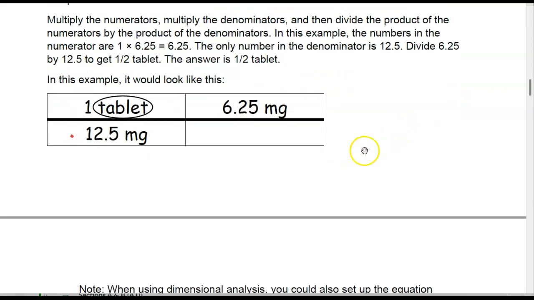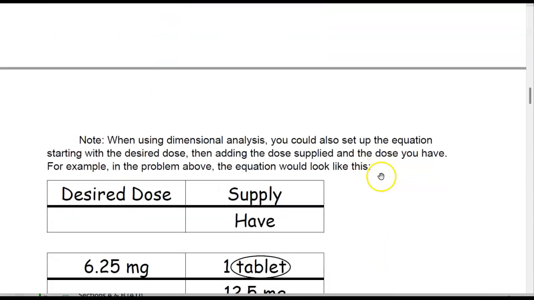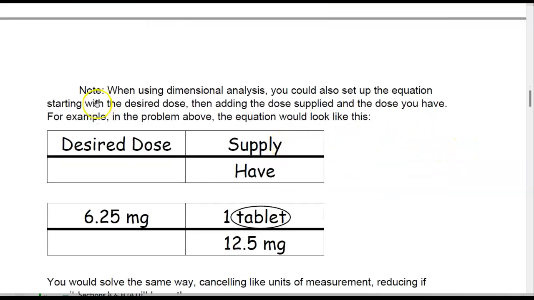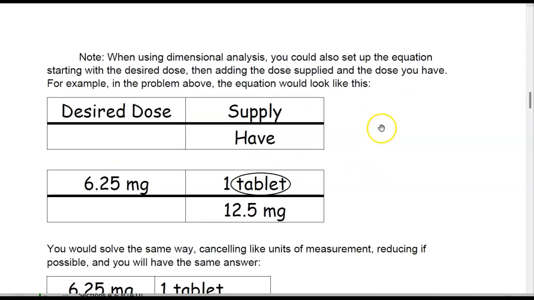So in this example, it would look like this. Basically that's what we did. You multiply that. Let's go over and do the whole problem together. When you're using dimensional analysis, you could also set the equation starting with the desired dose, then adding the dose supplied and dose you have. For example, in the problem above, the equation would look like this. That can be preference. You can set it up either way and you're going to have the same answer.